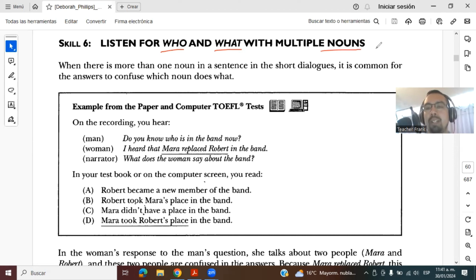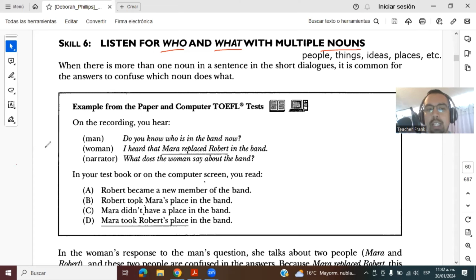Now, multiple nouns are basically, as maybe you know, people, things, ideas, places, etc. Right? Like any type of thing that exists in life is a noun. And the main thing with skill 6 is that sometimes we may confuse two people, right? Or two things, and we don't know who did what, right? So we have to basically practice how to distinguish between two people.